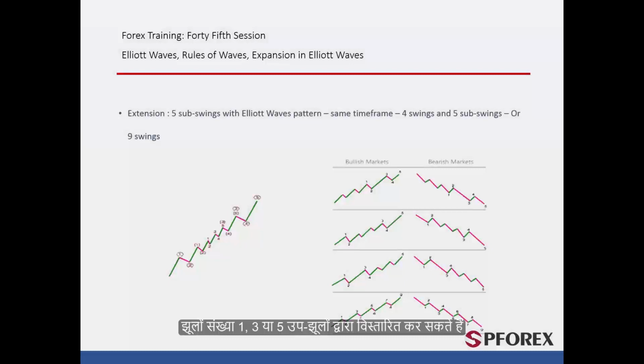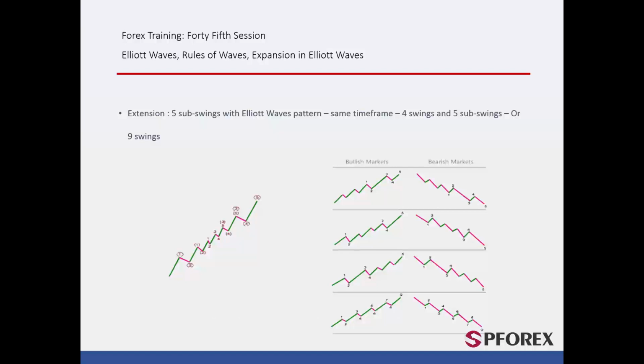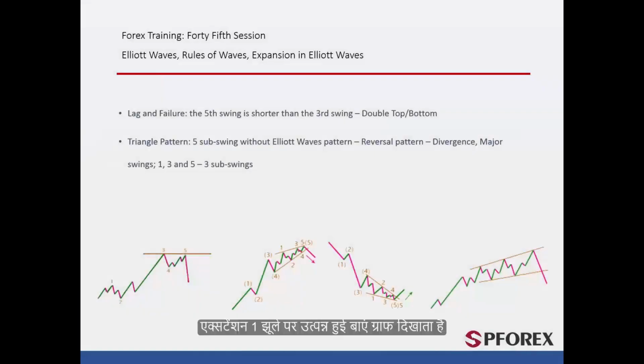Swings number 1, 3 or 5 can be extended by sub-swings. The extended swing has 5 sub-swings with Elliot Wave patterns, which are detectable on the time frame of the main Elliot Wave swings. Frequently, the third swing has an extension in its structure. The left graph shows the extension has occurred on the first swing. The middle graph illustrates the extension on the third swing, while the right graph displays the extension on the fifth swing.